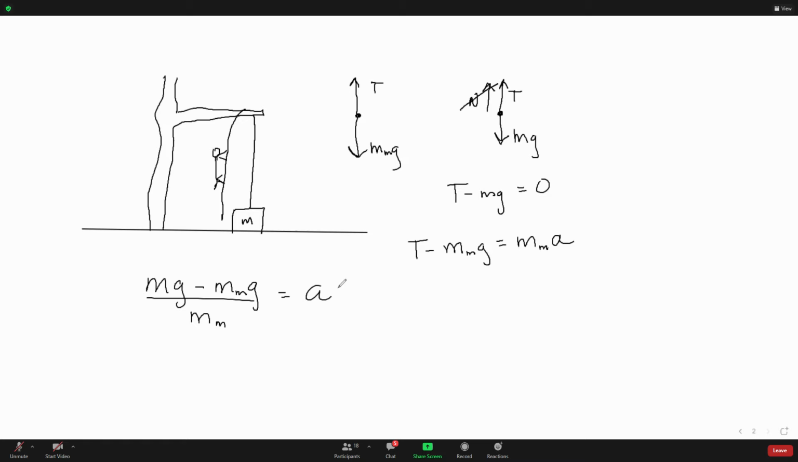So let's put some numbers to this, just for grins. Somebody get out their calculator. I don't have mine. So let's let the mass of the crate be 20 kilograms. And let's let the mass of the monkey be 15 kilograms. That's a big fat monkey. All right, what does the acceleration A have to be? Somebody work that out.